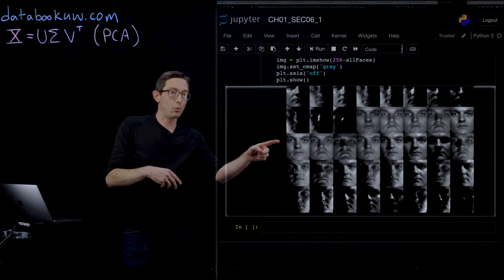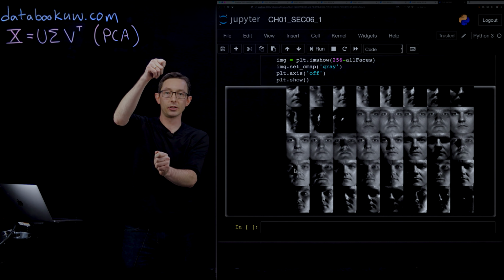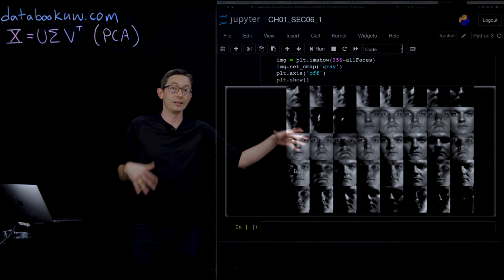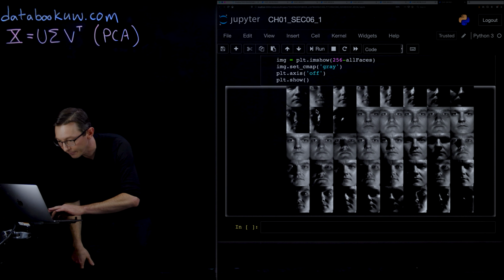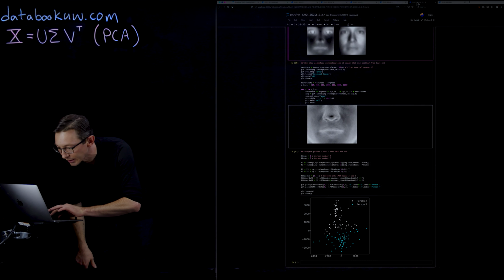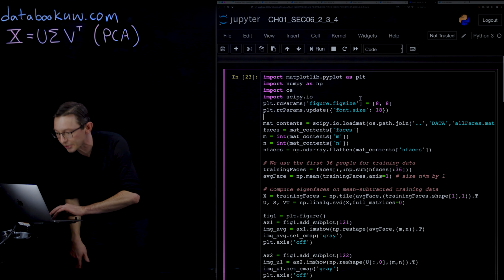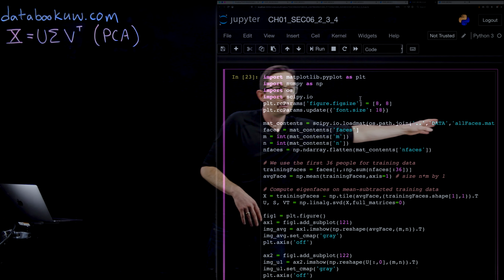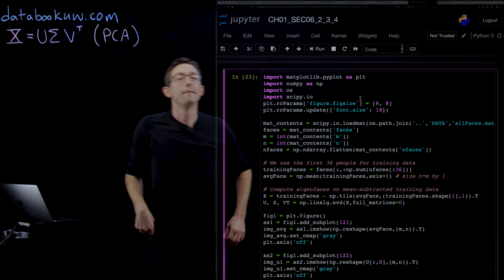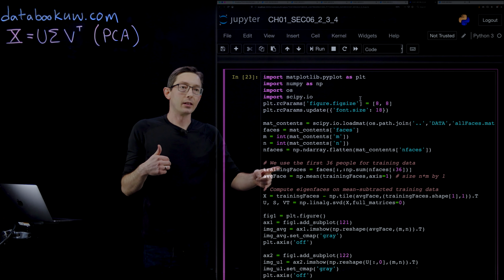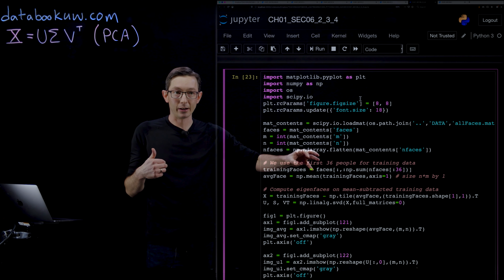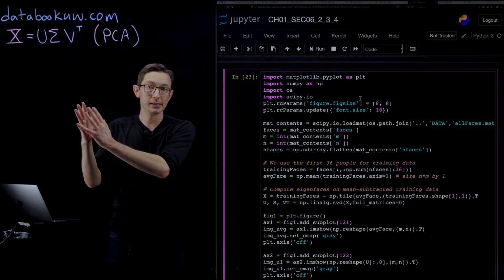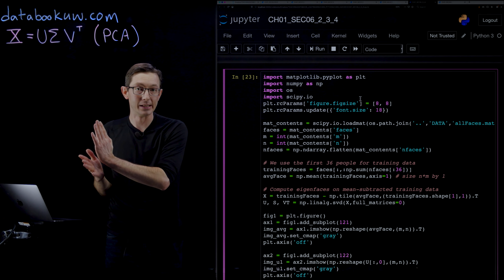Each column is one of these faces reshaped into a tall vector, and I have about 2,400 of those columns corresponding to these 2,400 pictures. Okay? So now we're going to actually compute the eigenfaces. You're going to load this faces database and compute the mean face. You're going to compute the average column vector in X, the average face, and subtract it from all faces.